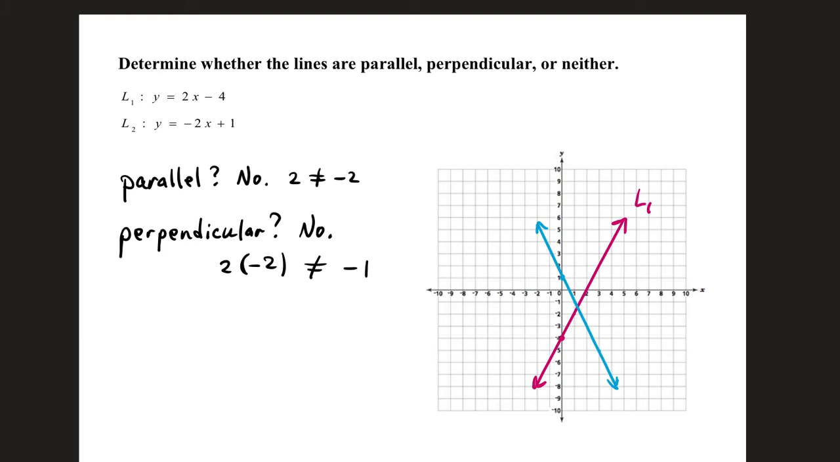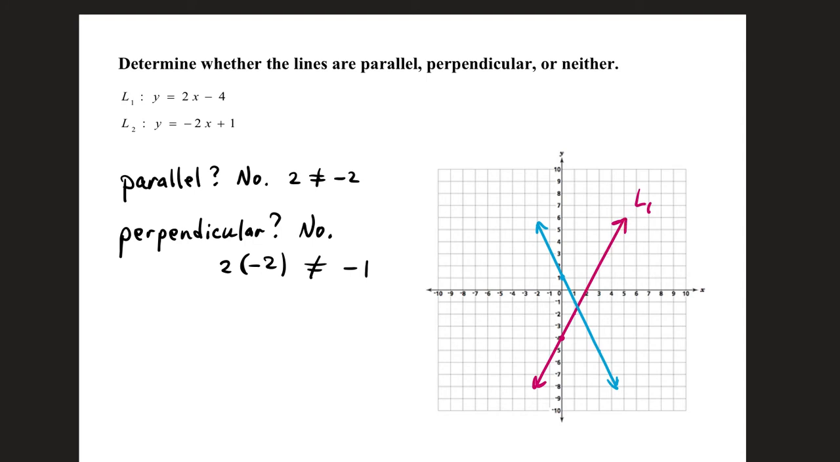In this third example, we have the lines y equals 2x minus 4 and y equals -2x plus 1. Graphing our first line, we have a y-intercept at -4, a slope of +2. That's a rise 2, run 1 ratio. So here's the graph of our first line.